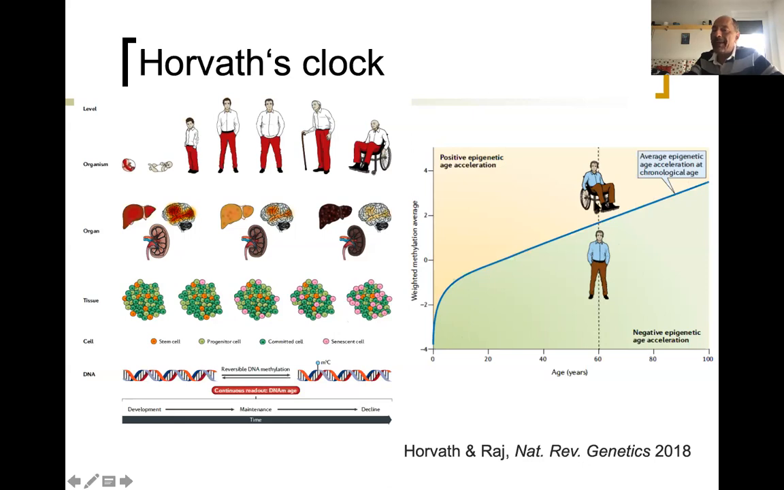Now, of course, depending on where you are in this curve, if you are here, this is the average. If you are down here, you are younger than your actual age. If you are here instead, in terms of methylation, you are older than your chronological age. This is called Horvath's clock.